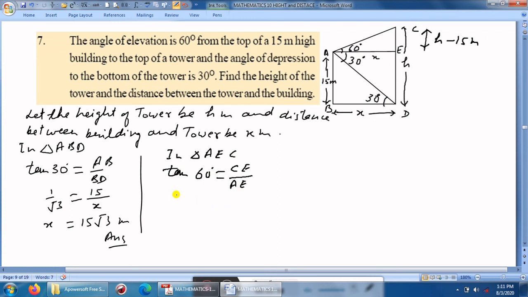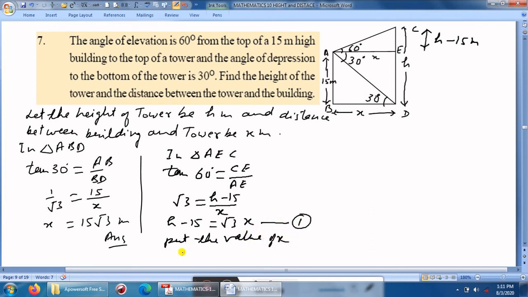AE is also x, so it is under root 3. CE is h minus 15 and AE is x. So multiply this, cross multiplication, h minus 15 is equal to root 3 of x. Put the value of x in equation first.